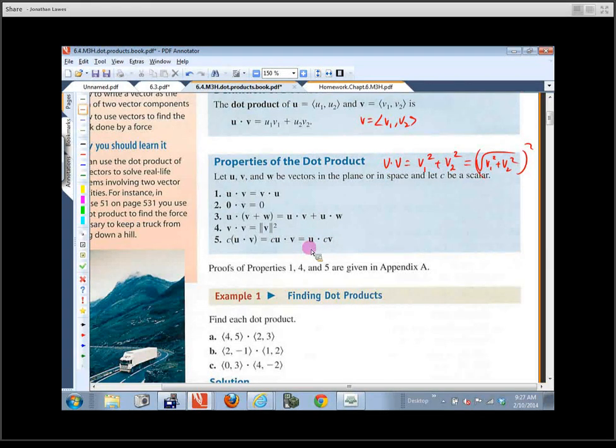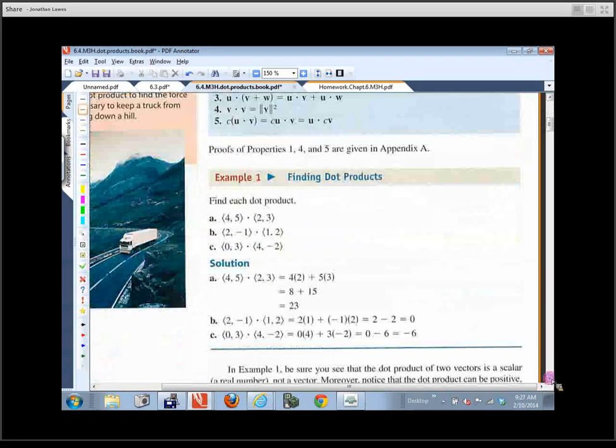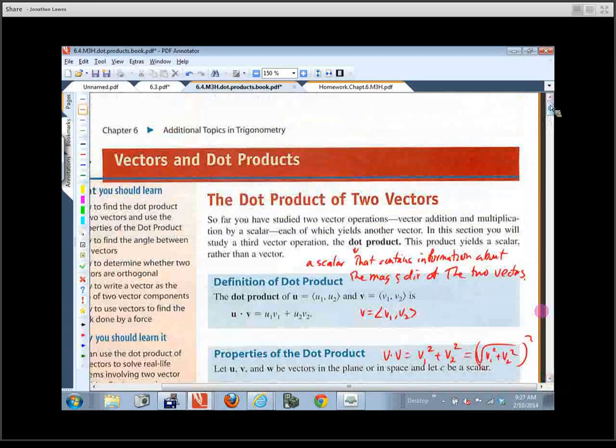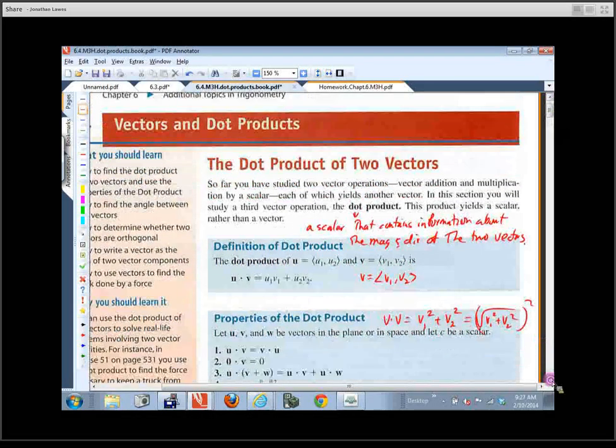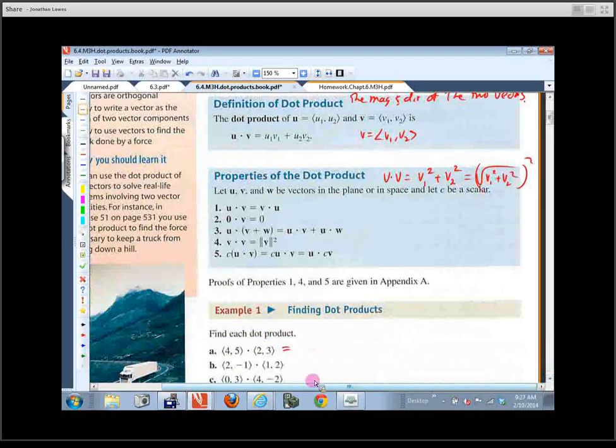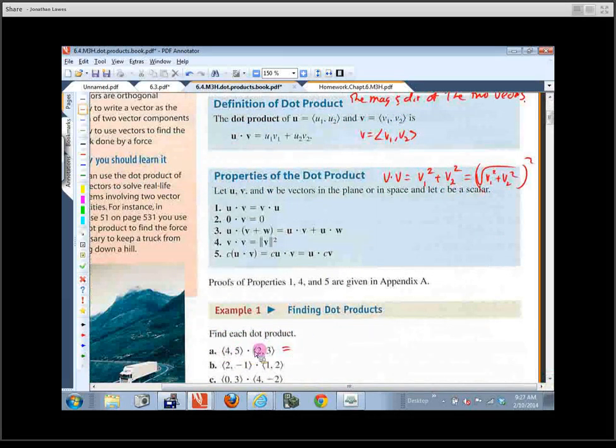Okay? So hopefully those kind of make sense. Let's go ahead and find a dot product now. I'm going to move this down here so we can't see what the answer is. It's literally this simple. The dot product of the two of these is going to be 4 times 2, which is 8, plus 5 times 3, which is 15. So I add those together, I get 23. There's a dot product.